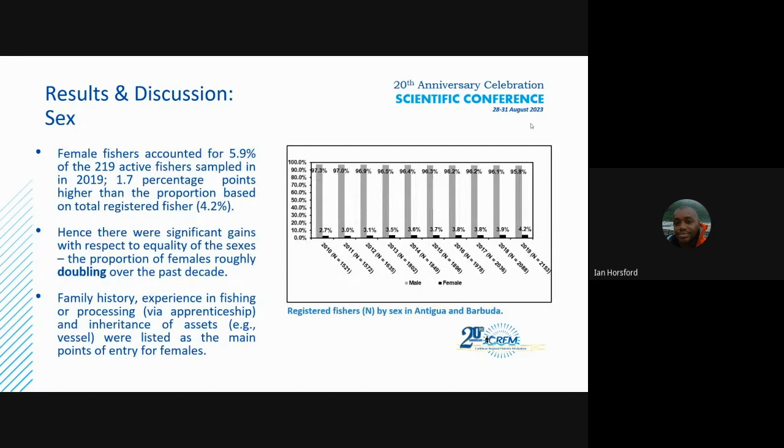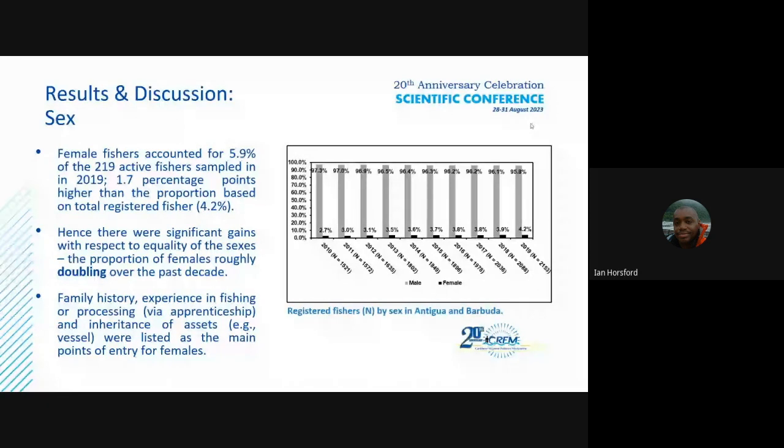With respect to sex, female fishers accounted for 5.9% of the active fishers in 2019, and that was slightly above information from the actual registry, which was 4.2%. Hence, there were actually significant gains in terms of females entering the sector, because when we look back to data dating far back to, say, the late 1990s, you would have had female fishers accounting for 2% of the population.